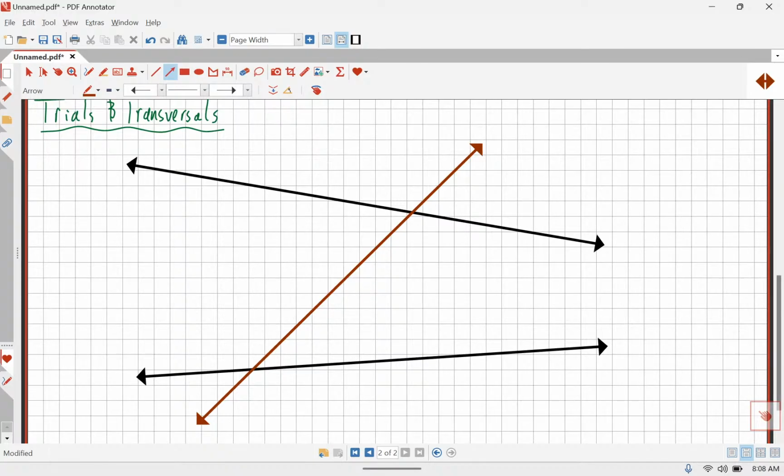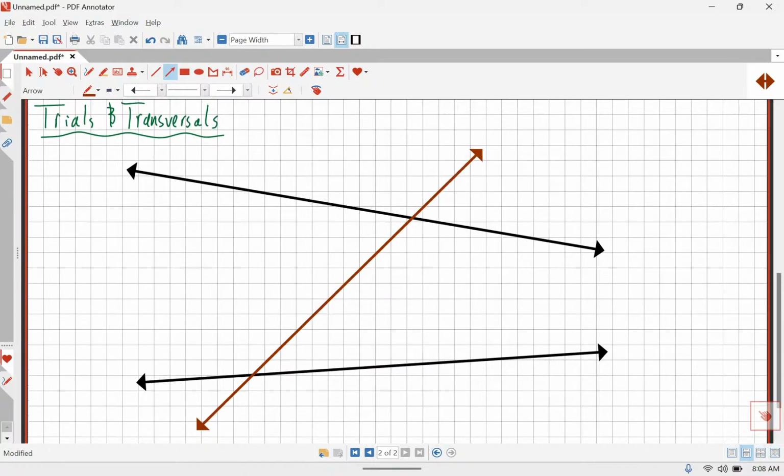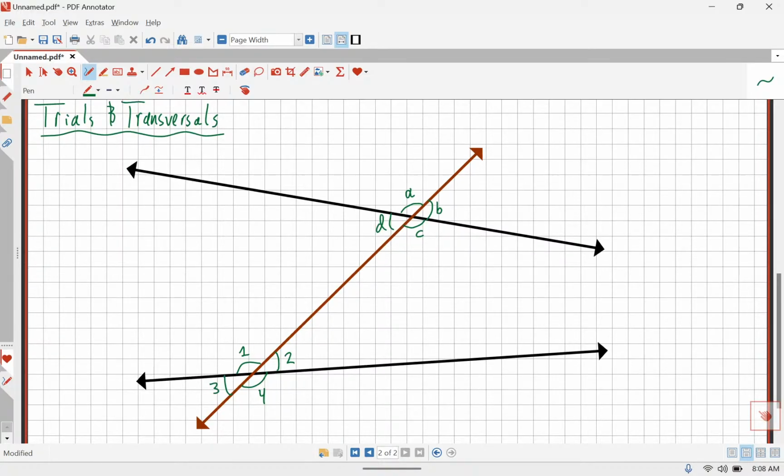Now this has created a whole bunch of angles, guys. So what we're going to do is label these angles. We're going to label these top ones using letters. That's angle A, B, C, D, and this is going to be angle 1, 2, 3, 4. Please make sure you label your angles the same way I have them here. Notice that this goes A, B, C, D, kind of around. And then this one goes 1, 2, 3, 4, kind of like you would be reading a book. So make sure you label those correctly.